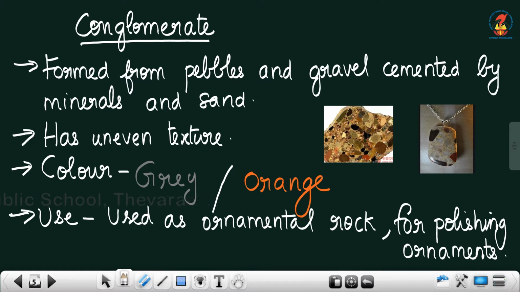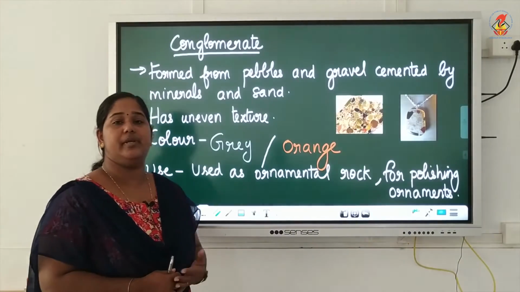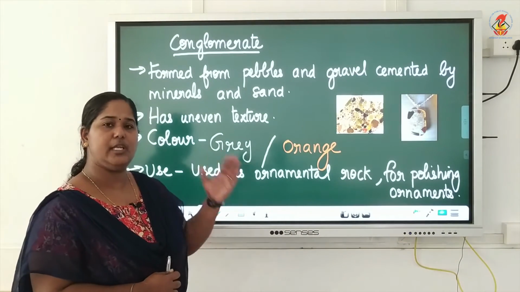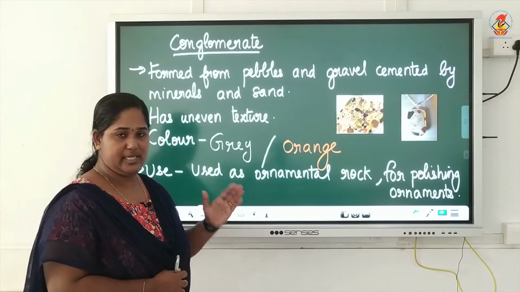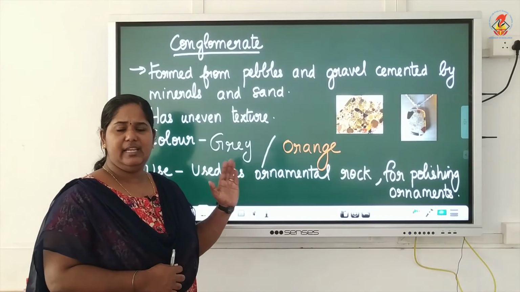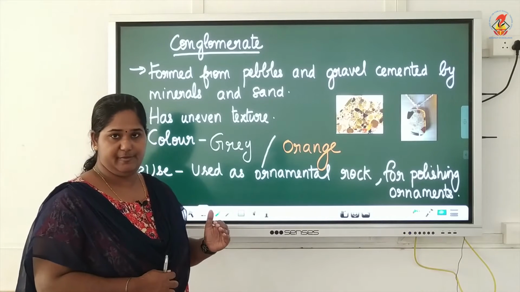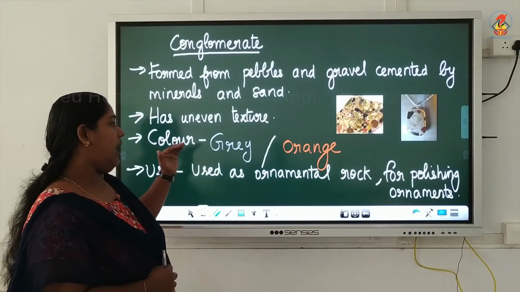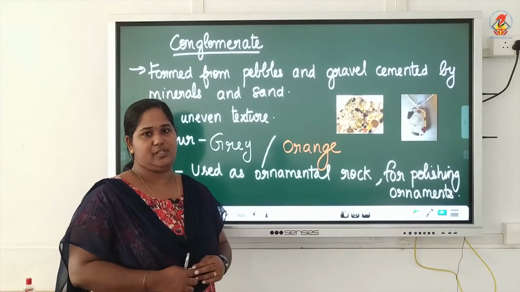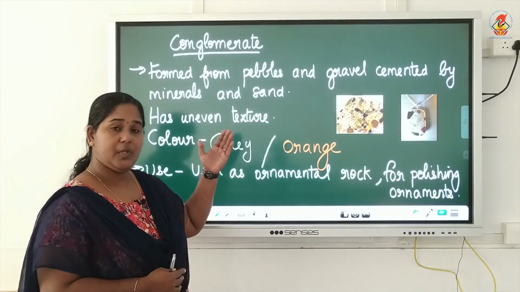See, this picture shows you conglomerate rock. You can see different colors in it, isn't it? So pebbles and gravel are cemented together with the help of a mineral and sand particles to give you conglomerate, a sedimentary rock. It has an uneven texture. Uneven texture means it is very rough. When you touch it, you can feel that it is very rough. The colors are grey or orange, very vibrant colors.